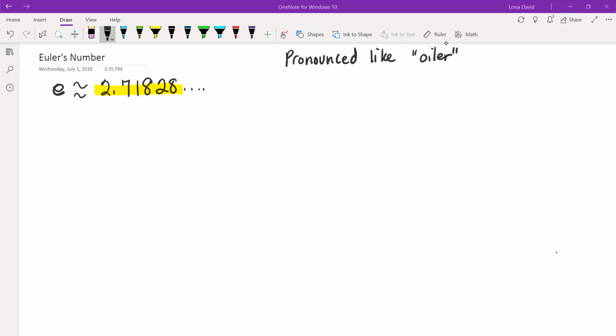Hey there. Today I'm going to talk about Euler's number. This is a number that shows up in advanced mathematics. It shows up in the natural world. So it's an interesting number to talk about. And it was, I guess, discovered, you might say, by this guy named Euler.